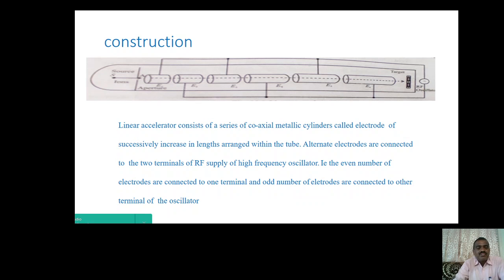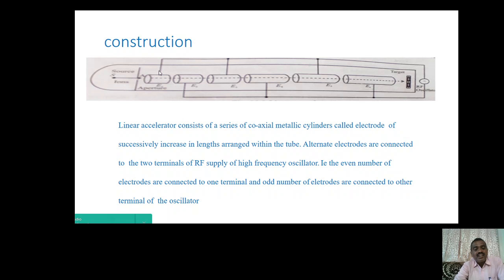When you look at the construction of this linear accelerator, it consists of a series of coaxial metallic cylinders called electrodes, of successively increasing length, arranged within a tube. See here, these are the electrodes E1, E2, E3, E4, E5, and so on. The axes of all these electrodes are the same, and the length of each electrode keeps on increasing. And the alternate electrodes are connected to the two terminals of a radio frequency oscillator.